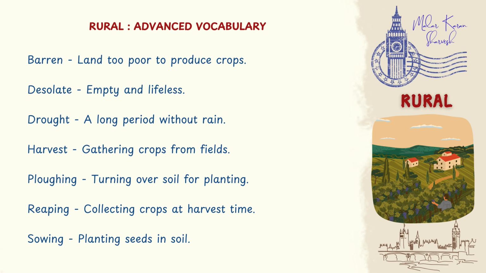Barren, land too poor to produce crops. Desolate, empty and lifeless. Drought, a long period without rain. Harvest, gathering crops from fields. Plowing, turning over soil for planting. Reaping, collecting crops at harvest time.